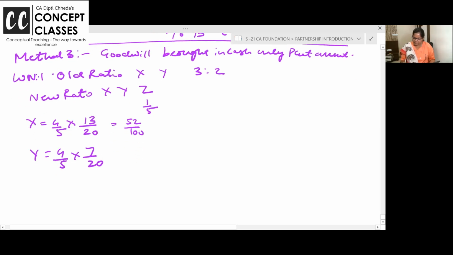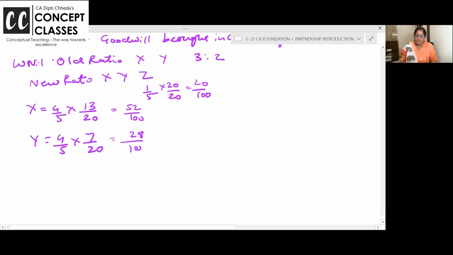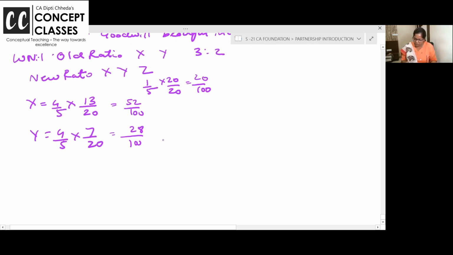52/100. 28/100. See, we are calculating the new PSR also along with this. So if we are bringing in 100, can we multiply this also 20/20? So this will be 20 by 100. So what is the new ratio now?